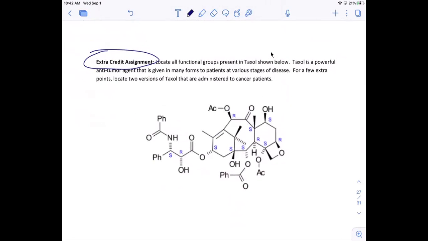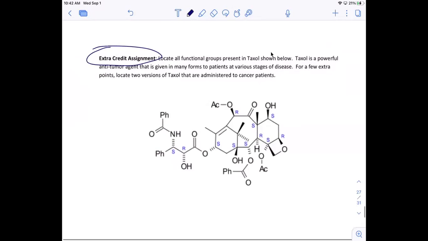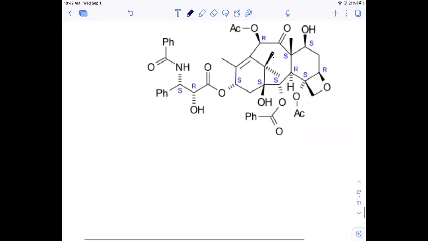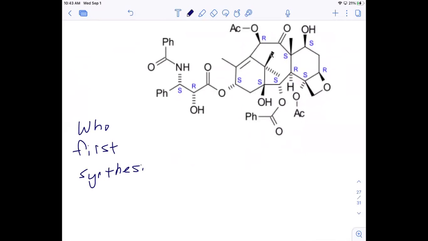But before my wife passed away, this was the first drug that they gave her when she was diagnosed with breast cancer. So this is the synthesis of Taxol. Let me add that in as the extra credit part. You can Google it, by the way.